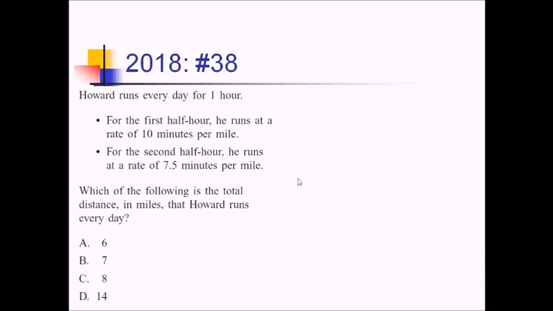Probably the easiest way to do this is just figure out how far he runs during each of the half hours and add those together. So for this first half hour, that's 30 minutes, and it's 10 minutes for every mile. So 30 divided by 10 would give us 3 miles that he runs in that time period. He runs a little faster for this second half hour. Now we're doing 30 minutes divided by 7.5 minutes. And I just happen to know that 2 times 7.5 is 15, so 30 divided by that comes out to 4 miles. But you were allowed to use a calculator on this if you wanted. And then finally, the total will just be 3 plus 4, which is 7 miles. Choice B.